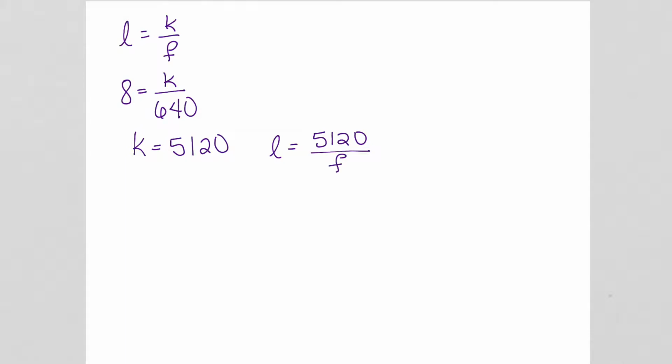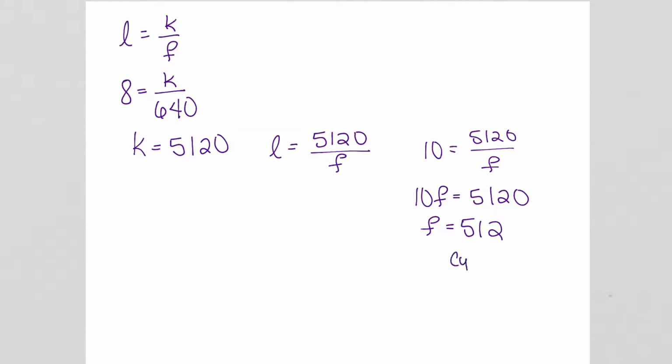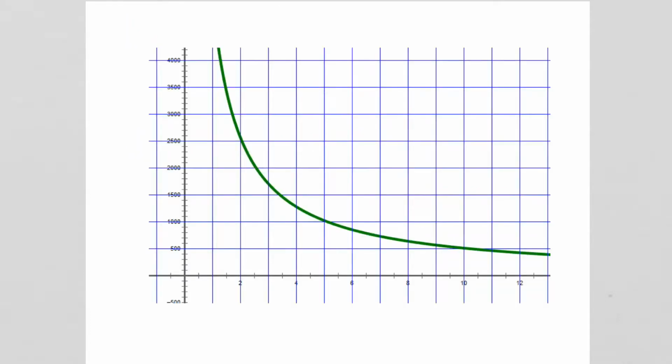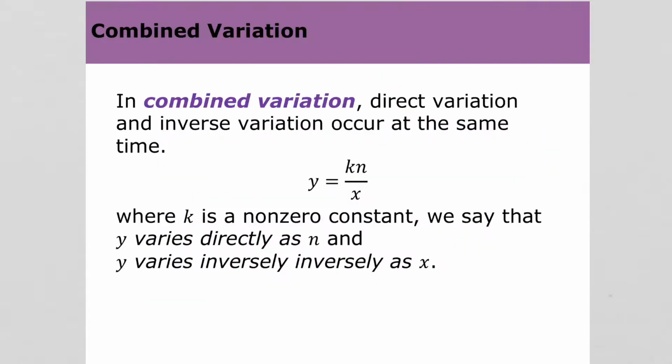And the last part says, what is the frequency of a 10-inch long string? So this time we have the length, and we're trying to find the frequency. Multiply both sides by F, divide by 10, and we get 512 cycles per second. Don't forget your units. And there's a picture of that.